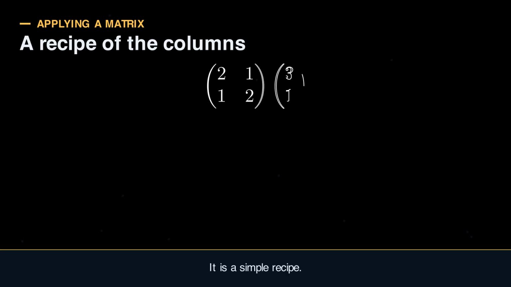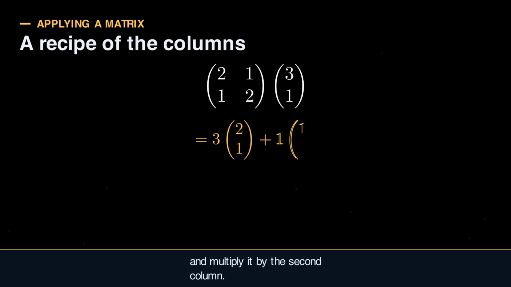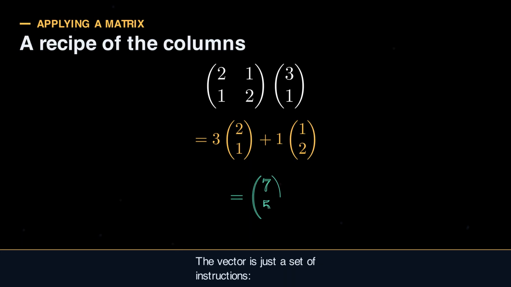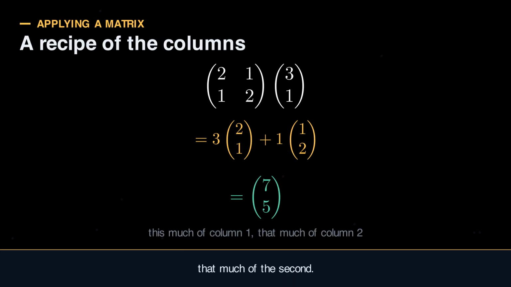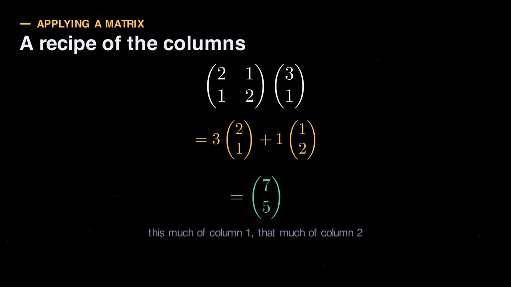So how do we apply a matrix to a vector? It is a simple recipe. Take the vector's first number and multiply it by the first column, take the second number and multiply it by the second column, then add. The vector is just a set of instructions, this much of the first column, that much of the second. Multiplying is following those instructions.